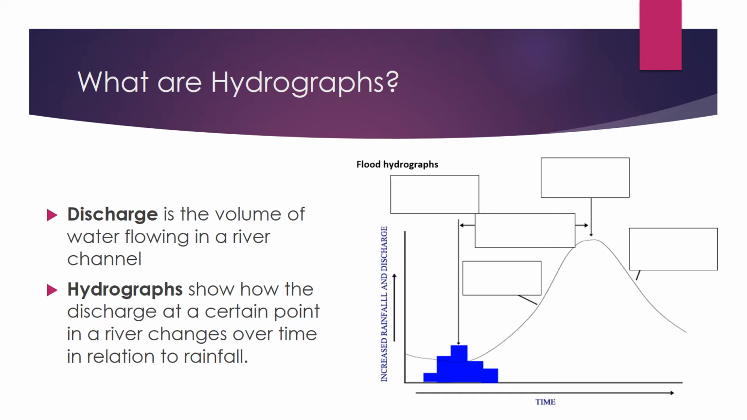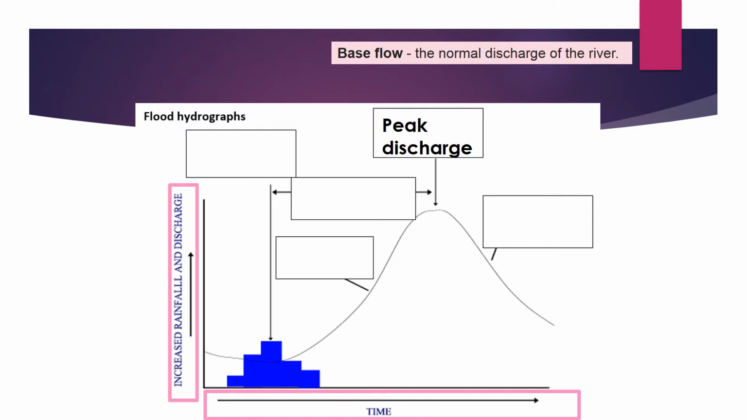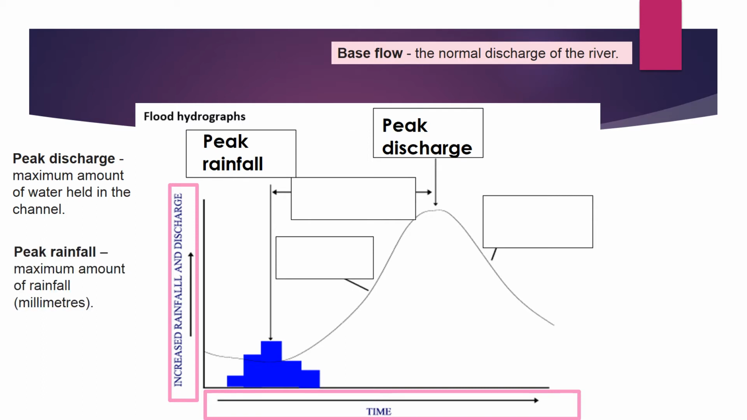As you can see on the hydrograph, there are several blank boxes. We are now going to run through the key terminology and label it. Let's start by having a look at the axis. The horizontal axis is time. It could be measured in hours or days. The vertical axis measures the rainfall and discharge. The peak discharge is the maximum amount of water held in the channel. Peak rainfall is the maximum amount of rainfall that's fallen, and that's measured in millimeters.